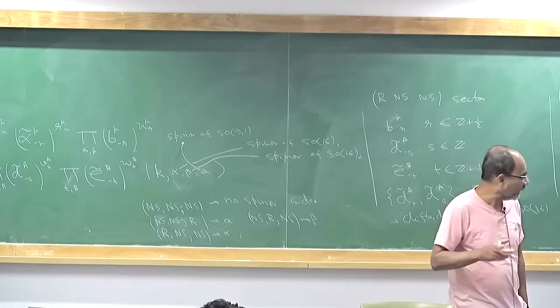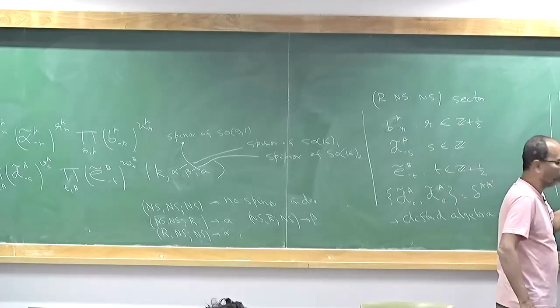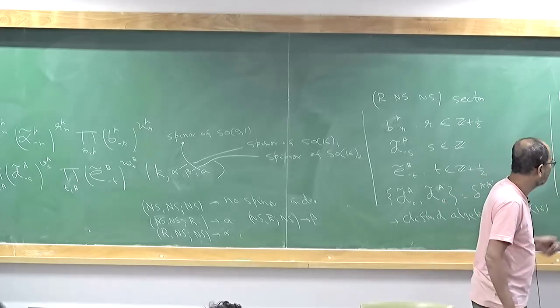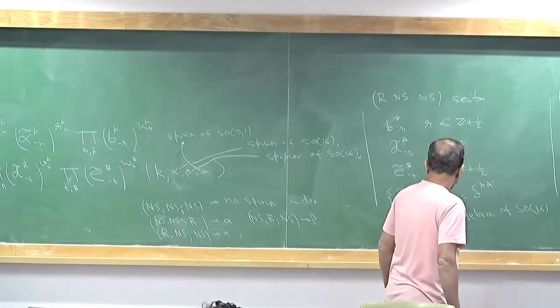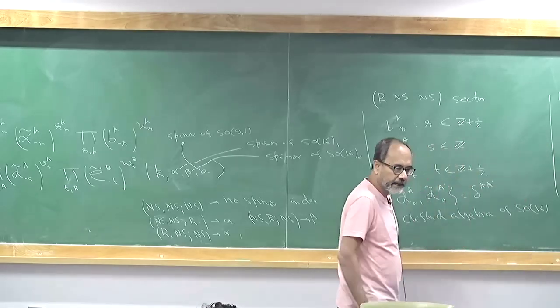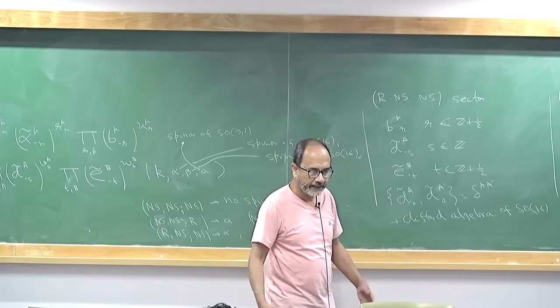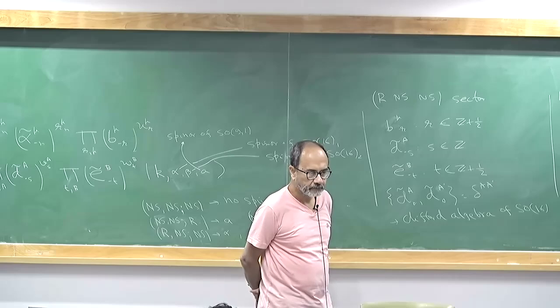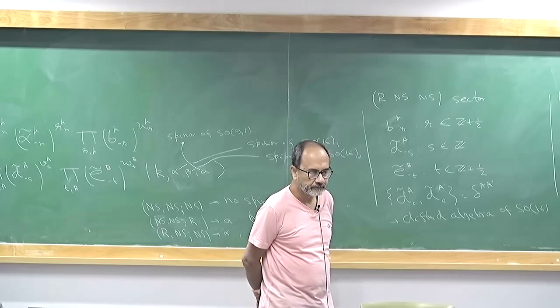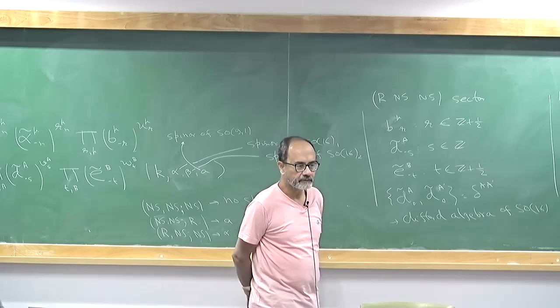So this form, this is coming from the Dirac bracket. Not this form, this form. This is coming from the Dirac bracket, and we have replaced the Dirac bracket by an anti-commutator to get this. Is this clear?